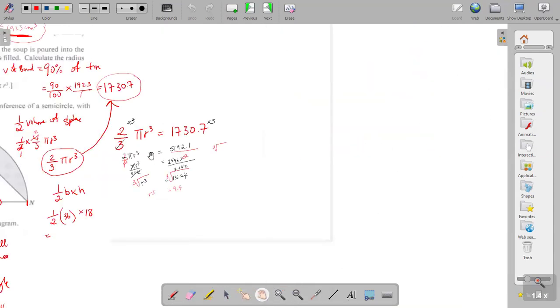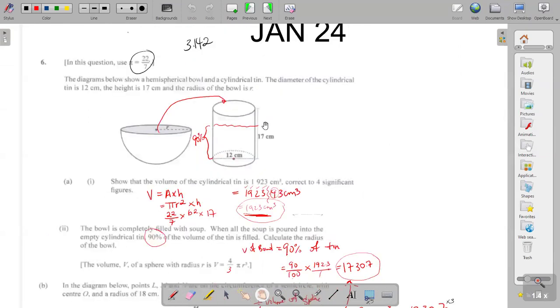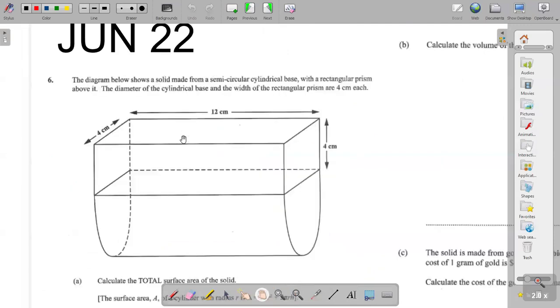Like I was saying, you see how these two had two shapes and they were related to each other? The difference is they put two shapes in one. We see here there is the rectangular prism above, and we understand how a rectangular prism works, based on the formulas and everything we know about it. And then the base is the semicircular cylindrical base, just like what we saw in the notes and the formulas. It says the diameter of the cylindrical base and the width of the rectangular prism are 4 centimeters each.